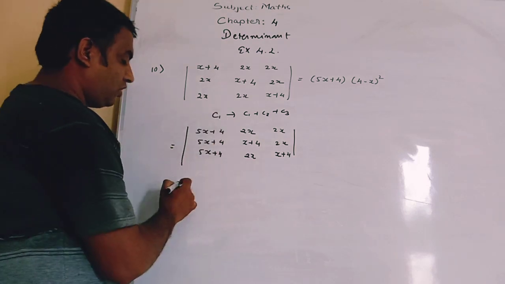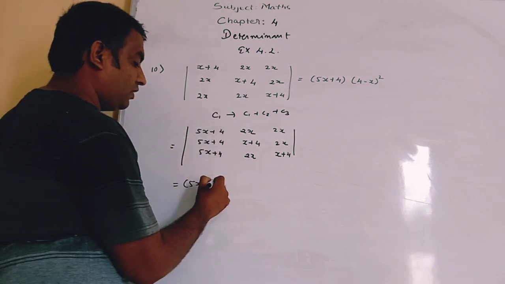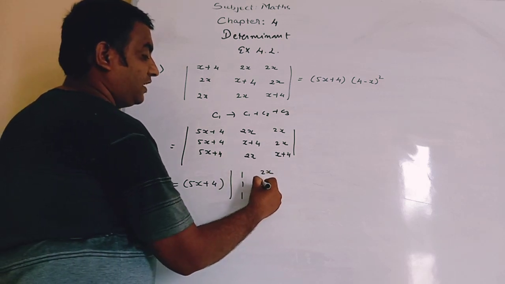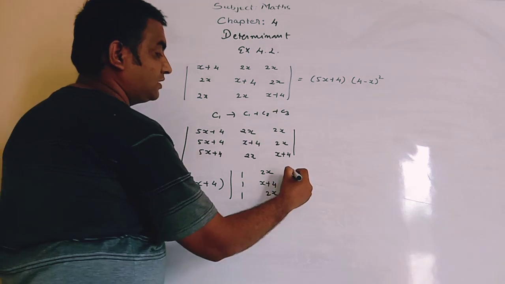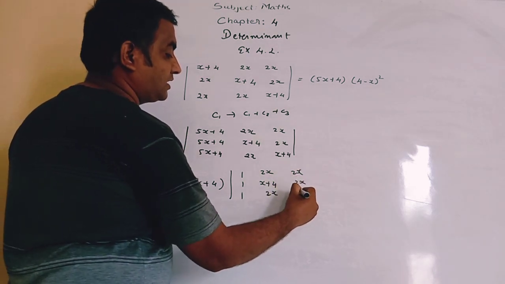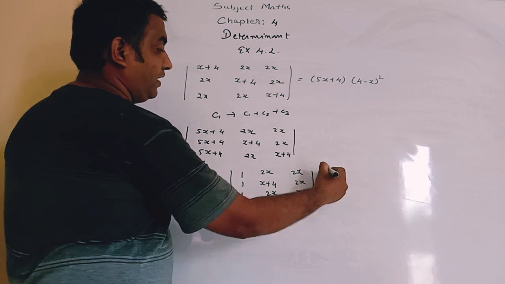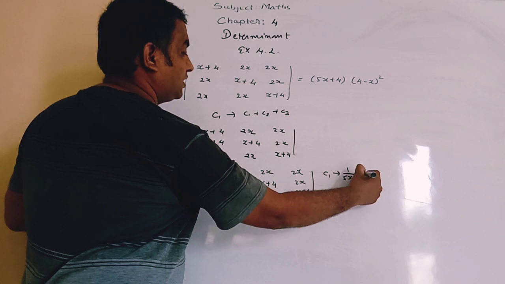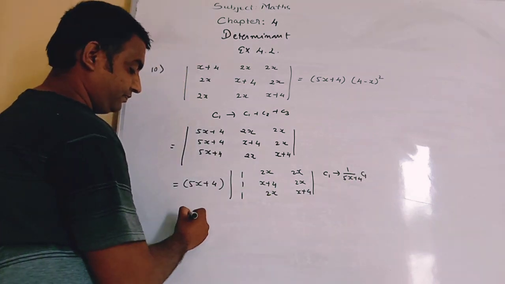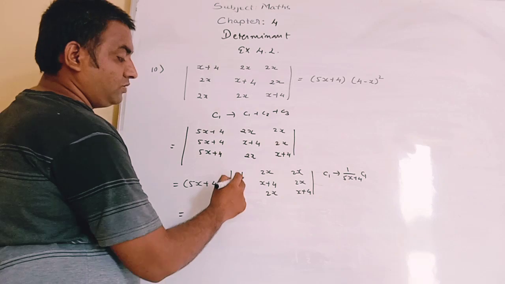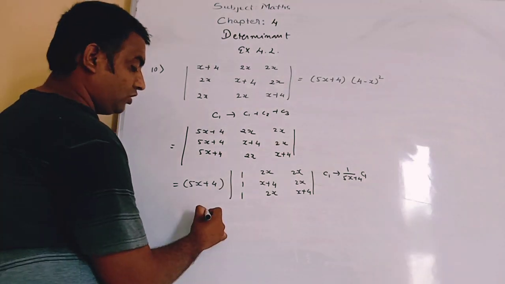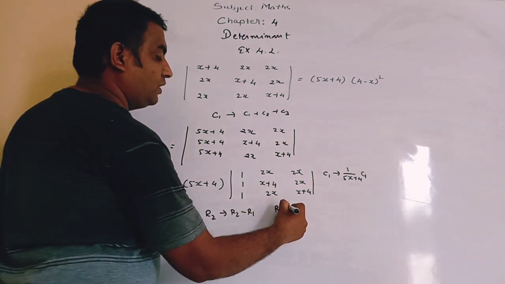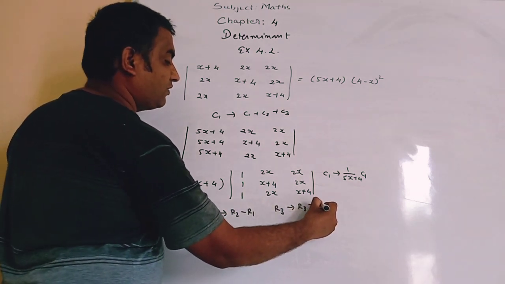So now from the first column 5x plus 4 we take out common, and it is 1, 1, 1, 2x, x plus 4, 2x; 2x, 2x, x plus 4. Here we have applied C1 transform into 1 by 5x plus 4 C1. So now here these two row elements we want to make 0. So R2 transform into R2 minus R1 and R3 transform into R3 minus R1.